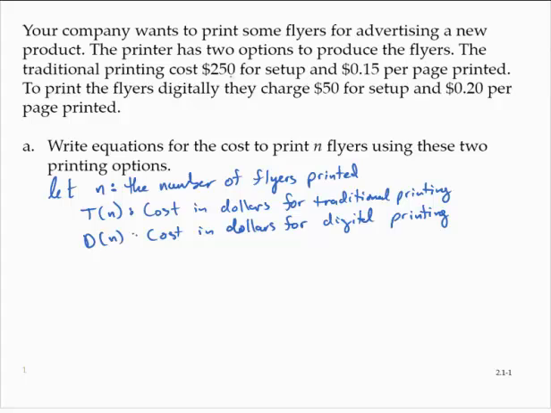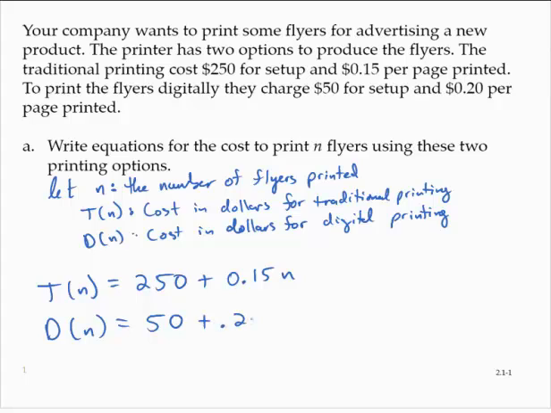Traditional printing costs $250 for setup and $0.15 per page printed. So then T of N would be 250 plus 0.15 N. To print the flyers digitally, they charge $50 for setup and $0.20 per page. D of N would be 50 plus 0.20 N.